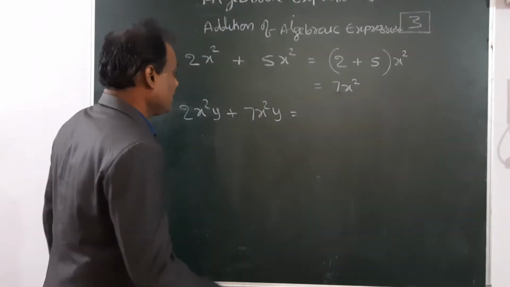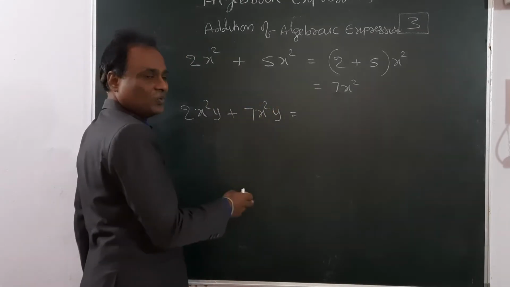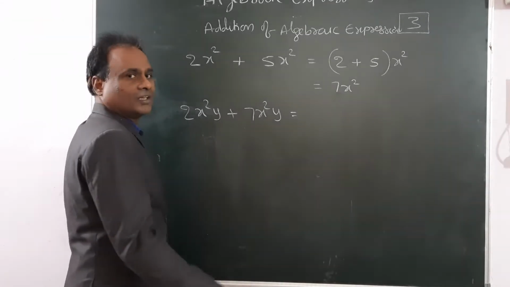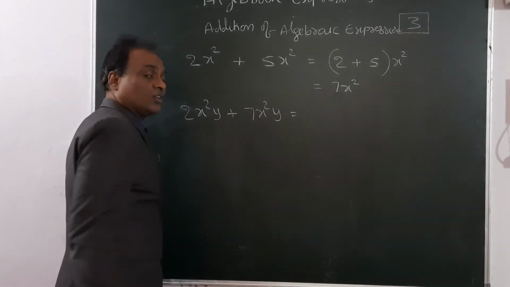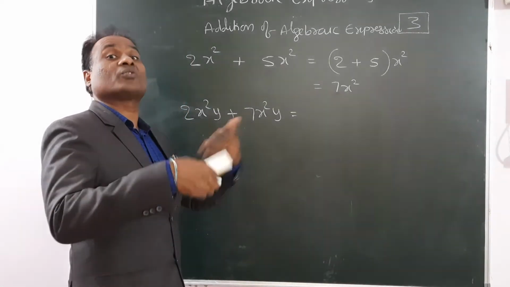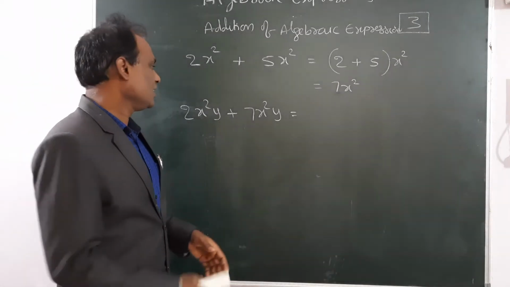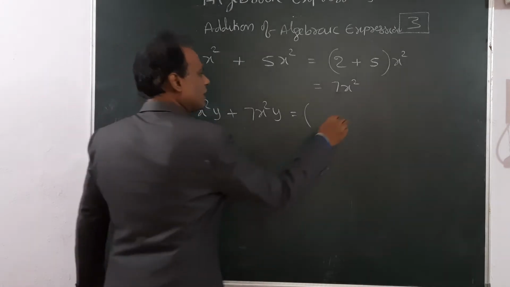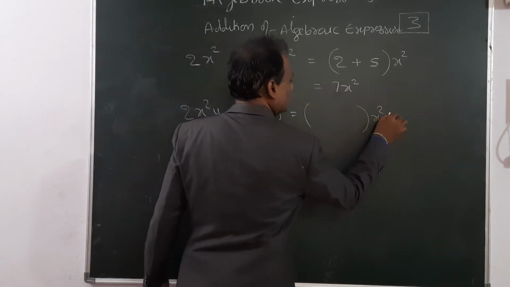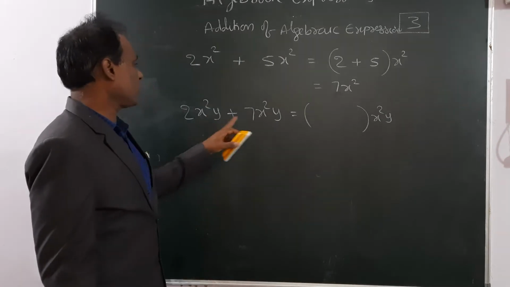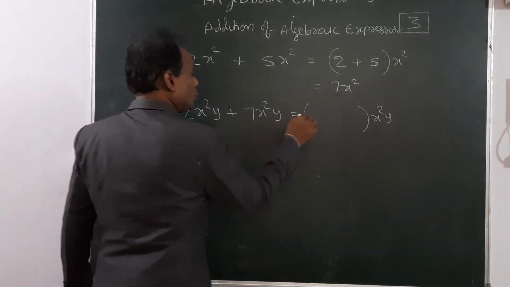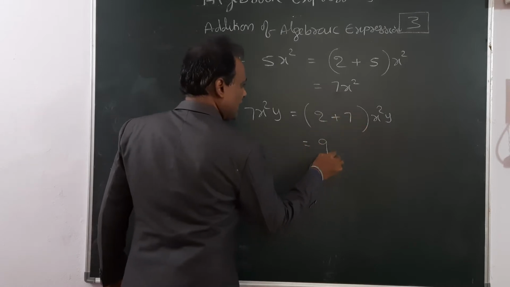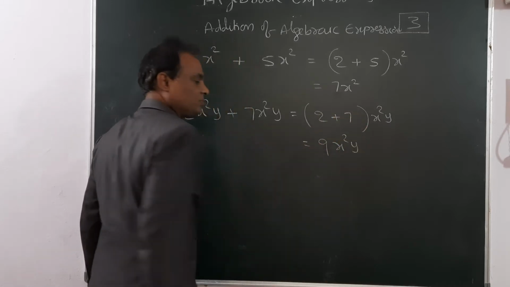9x square y. Not x power 4 or y power 2. So 2 plus 7 only we have to add, x square y remains same. So 2 mangoes, 7 mangoes, 9 mangoes, not 9 mangoes square. 9 mangoes, that's all. So here also you can directly write 9x square y or take x square y common, this is 2 plus this is 7. Total how much? 9x square y.